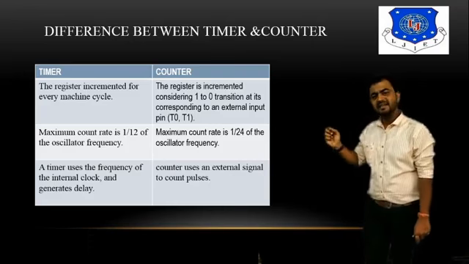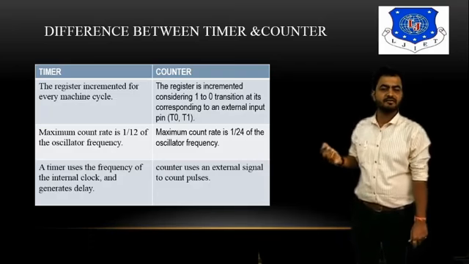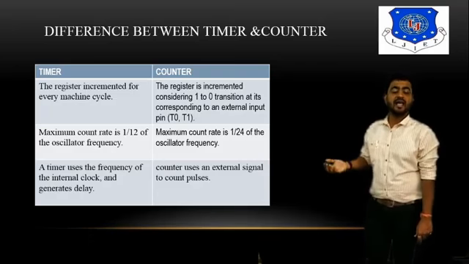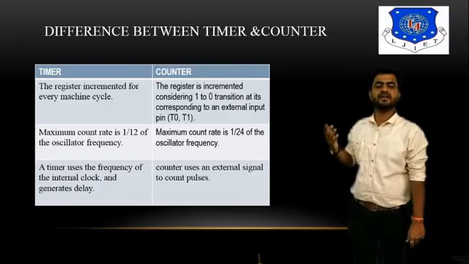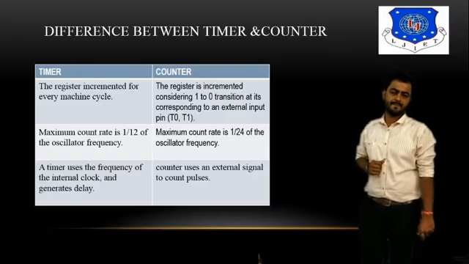Here you can see the machine cycle is always updated with respect to the specific increment, and here the transition is going on from 1 to 0 for an external event. The maximum count rate is 1 divided by 12 of the oscillator frequency. Definitely you have to divide by 12, and in terms of the count, you can divide it by 24.